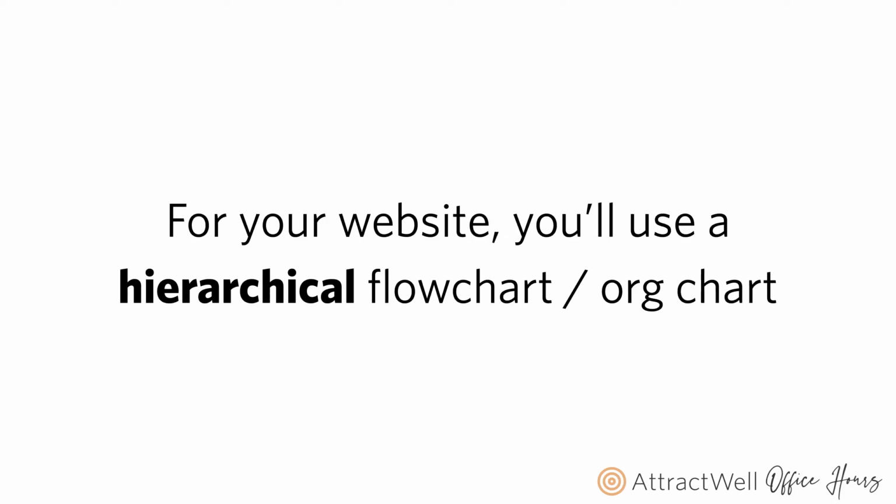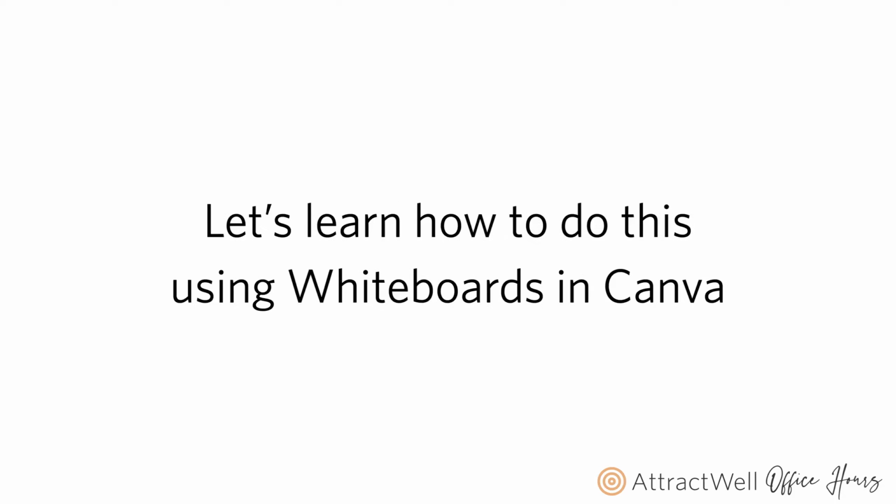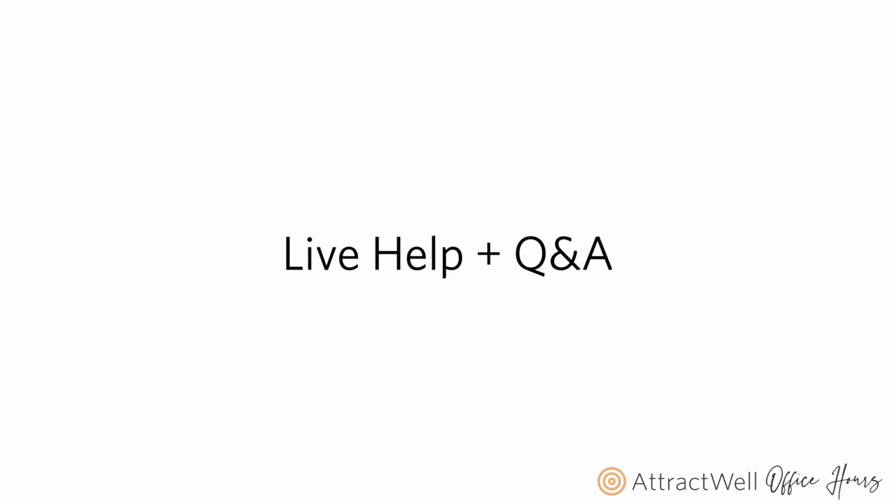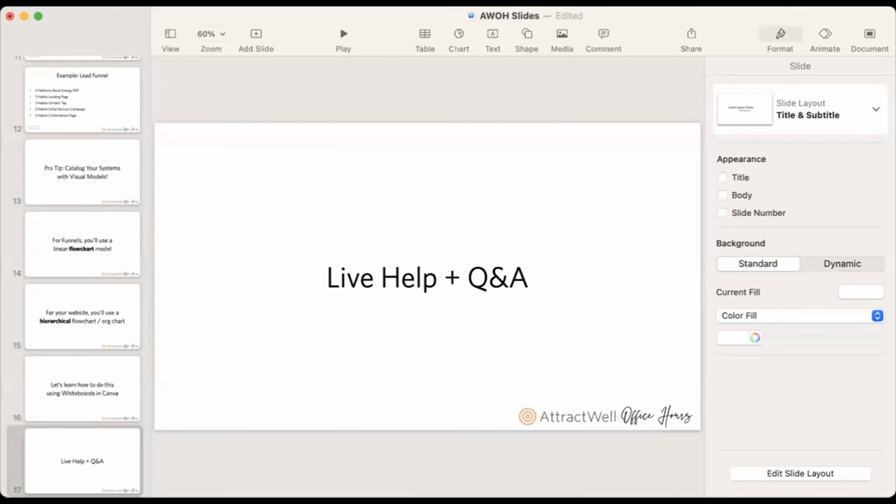And for your website, if you want to use a similar approach here to document what pages you create on your website are for, then you can actually create a hierarchical flowchart or an organizational chart using whiteboards in Canva to map out what your pages are on your site, which one connects to the other, and really see from a high level perspective where your visitors are going to be drawn to go based on where they go on your site. So let's go learn how to do this using whiteboards in Canva and then get into our help for today.